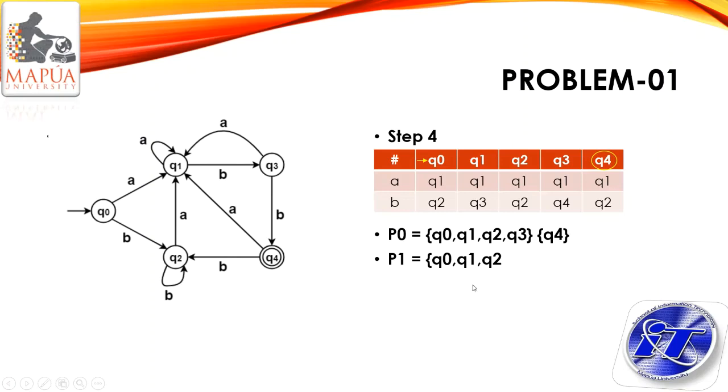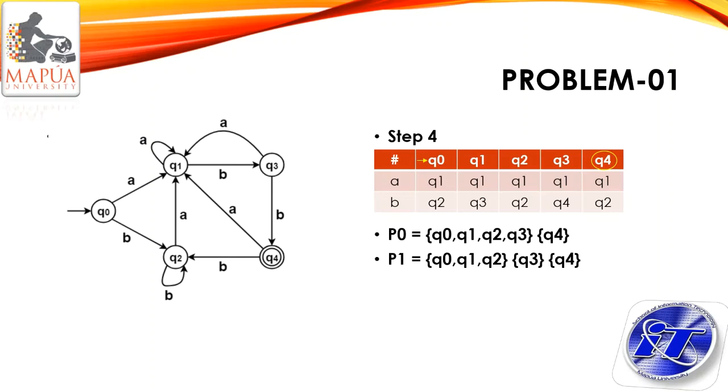How about Q3? For A, it will fall within the same group, but if it's B, it will go to the other group, which is the group of Q4. So therefore, Q3 is different from Q0, Q1, and Q2, and should have a separate group. Again, if the path is different from other states, it should be separated. If they are the same, they should be grouped as one. Now let's proceed with P2.